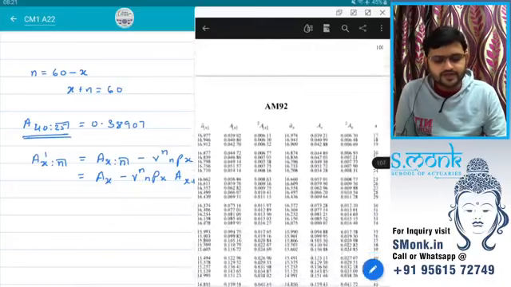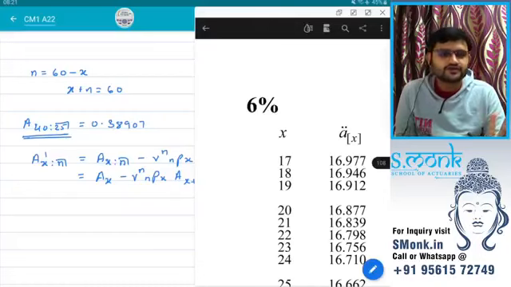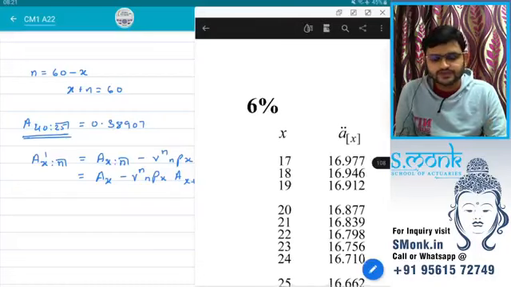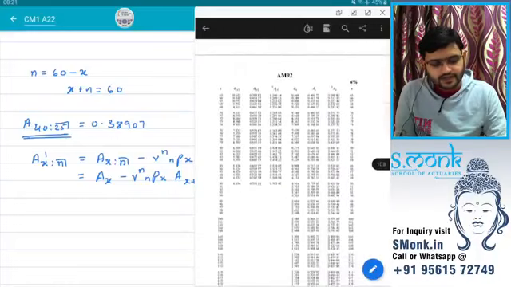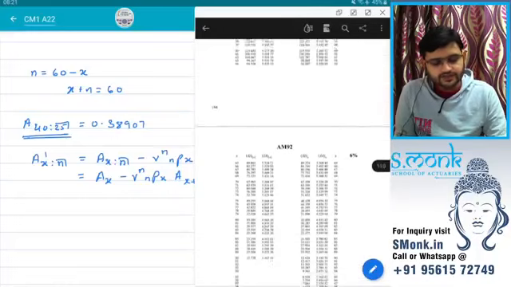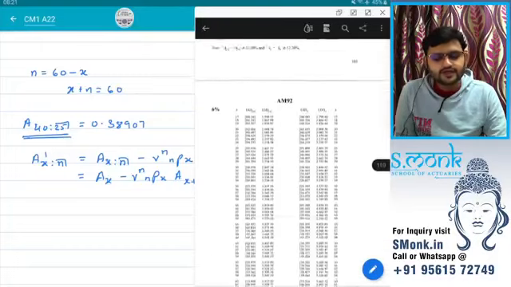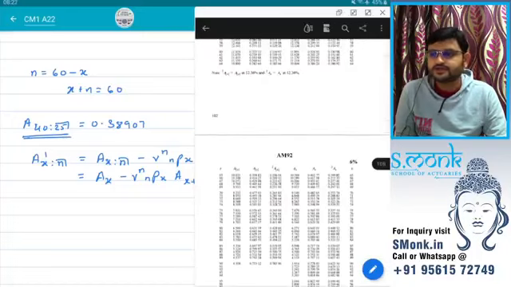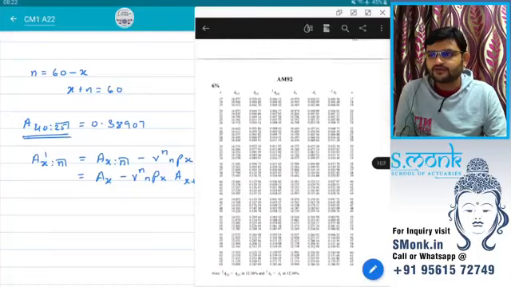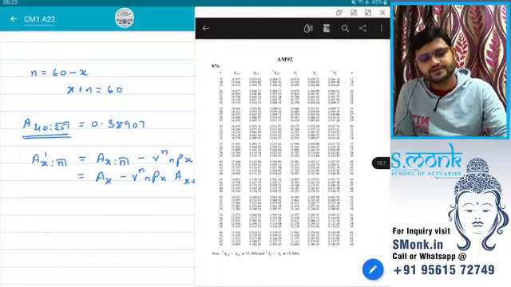After 101, that is 102, you will find exactly the same tables for 6%. So for 6% rate of interest also, they have given us exactly the same tables. So we sometimes get confused and take 4% values for 6% or 6% values for 4%. Just be a little bit careful which tables we are referring to when we are solving our sums. Okay.